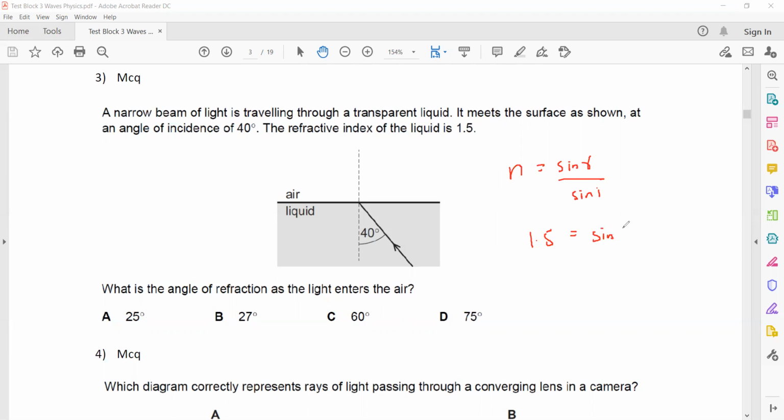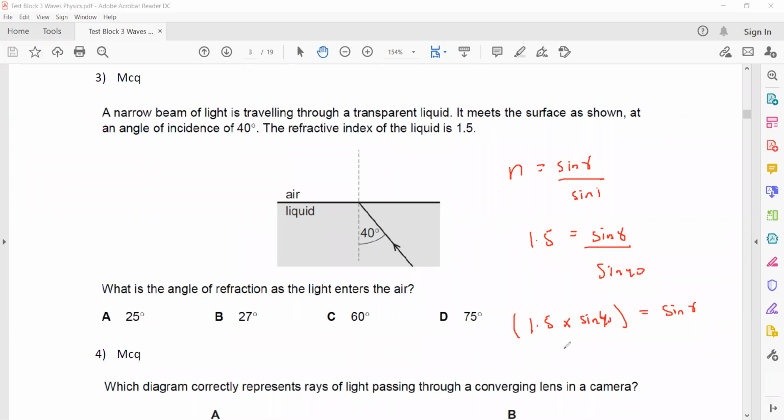Sine angle R we don't know, angle I is 40. So it will be 1.5 multiplied by sine 40, that will be equal to sine R. And if you need R, so sine 40 into 1.5, what's the answer for this? Sine 40 multiplied by, no, I'm not asking the final answer, I'm saying the product. Sine 40 into 1.5, 0.96.